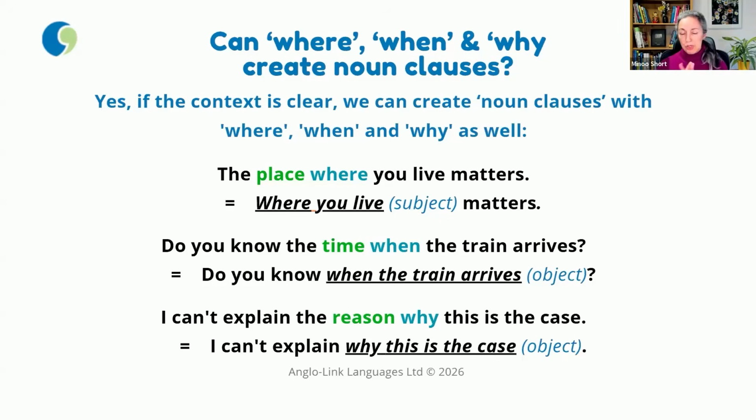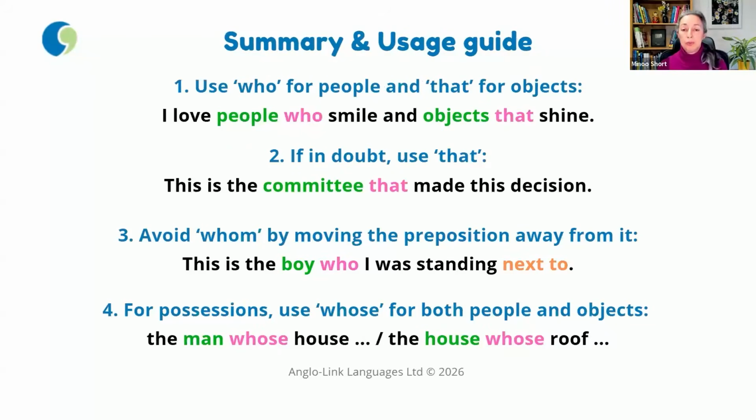Right, that's all the information I'd like to share in this lesson. But I'd like to end with a quick summary, because there was a lot of information and usage guide. So, first one, use who for people and that for objects. For example, I love people who smile and objects that shine. If you're in doubt, is it a person, is it an object? Use that. This is the committee that made this decision.